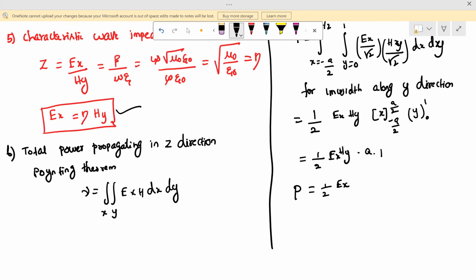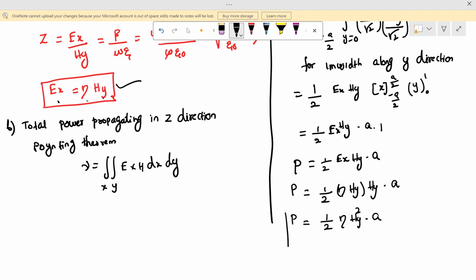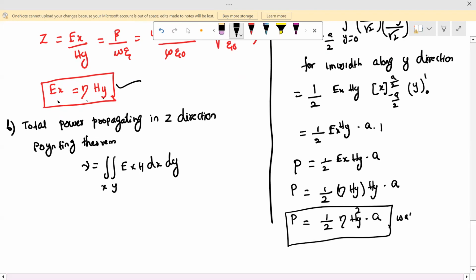Now from this expression, Ex can be written as eta into Hy. So in the next step, we can write P is 1 by 2, instead of Ex, eta into Hy, so it becomes eta Hy into Hy into a, and the power equation will be 1 by 2 eta Hy square into a. This is the total power propagating in the Z direction for TEM waves, and its units are watts per meter of width.